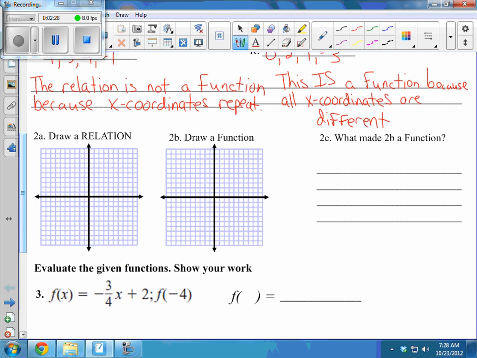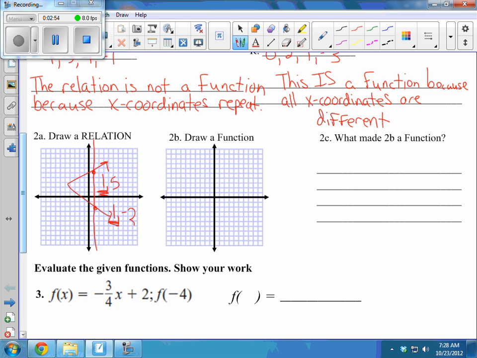I'm just going to draw a picture that would not pass the vertical line test. That wouldn't pass the vertical line test. And again, going back to number one, why isn't this a function? When I do the vertical line test and it's hitting these points, the x coordinates are repeating. So that one might be 1, 5, and this one might be 1, negative 2. And it's because these x coordinates of 1 are repeating that it's not a function.